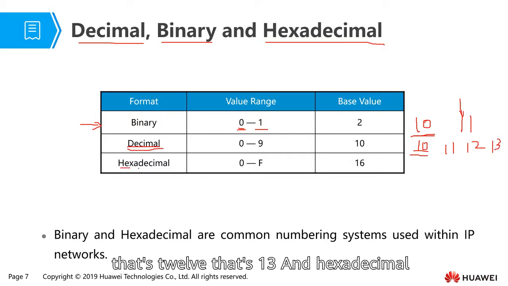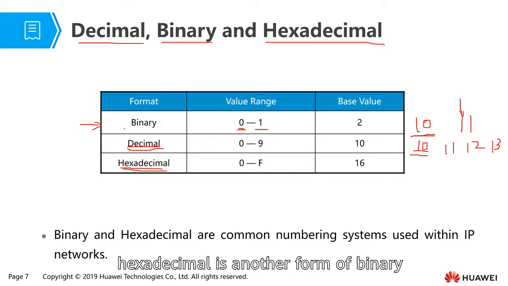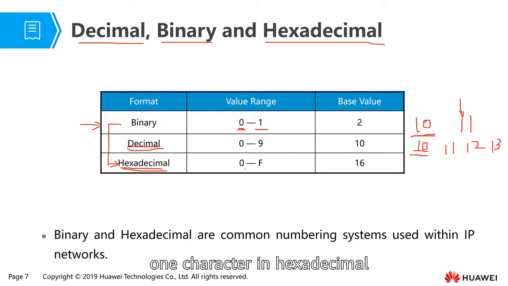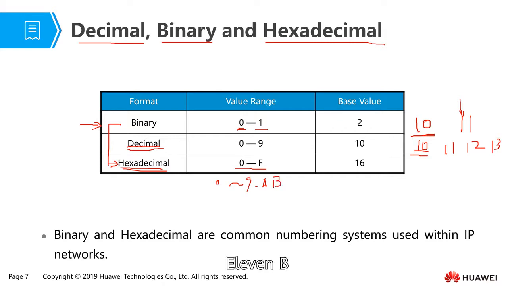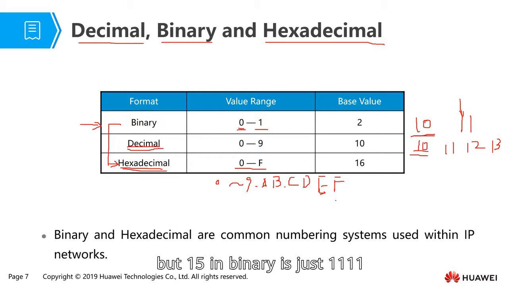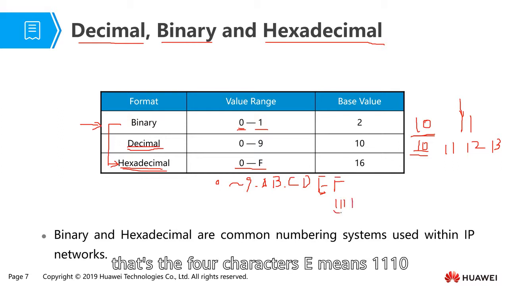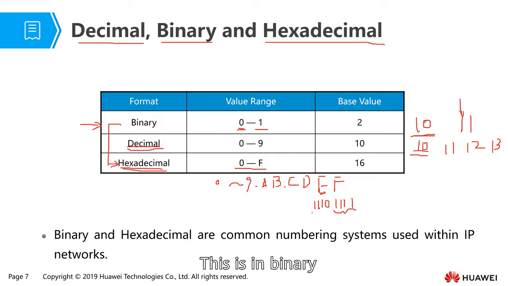And the hexadecimal. The hexadecimal is another form of binary. One character in hexadecimal represents 4 characters in binary. For example, 0 to 9, and then 10 is represented by A, 11 by B, C, D, E, F. F means 15. And 15 in binary is just 1 1 1 1, that's 4 characters. E means 1 1 1 0. This is in binary.